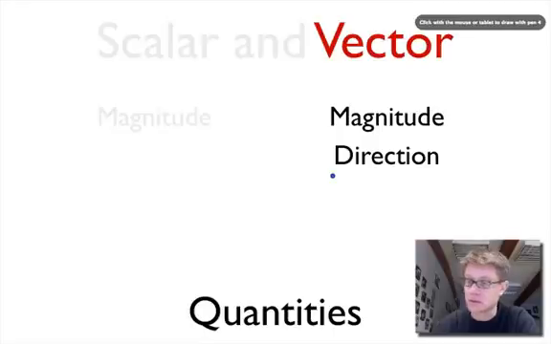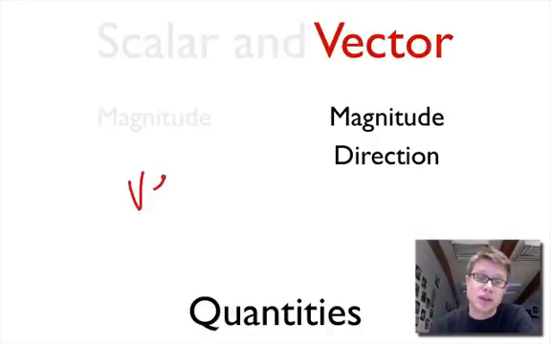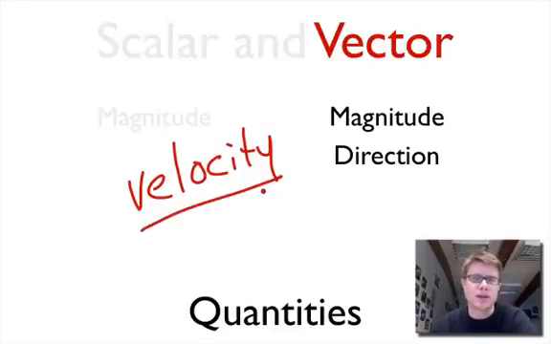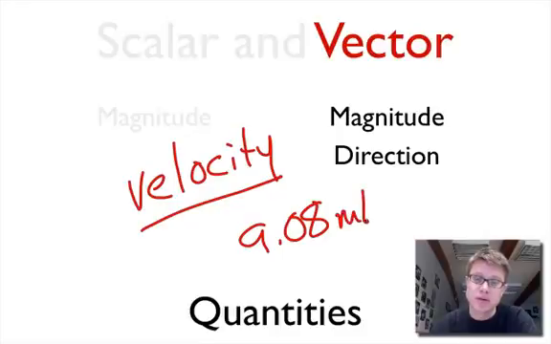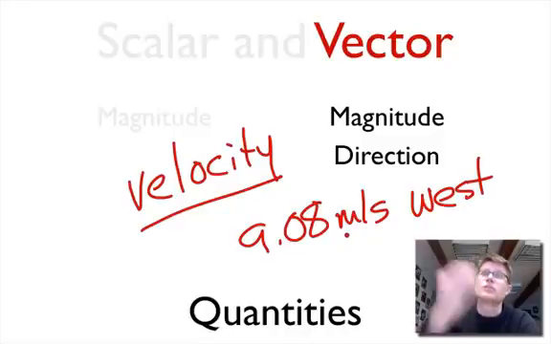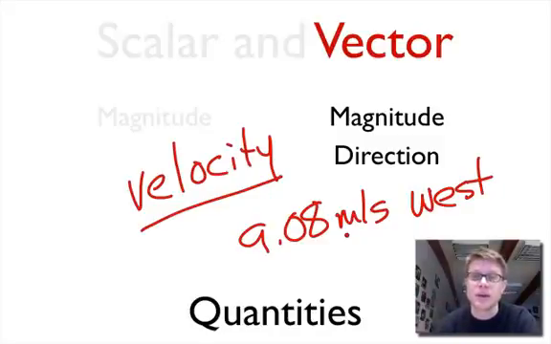So let me use a different color maybe. An example of a vector quantity would be velocity. And so in science, it's really important that we make this distinction between speed and velocity. Speed is just how fast something is going, but velocity is also going to contain the direction. In other words, I could say that my bike is going 9.08 meters per second west. Or I could say this pen is being thrown with an initial velocity of 2.8 meters per second up or in the positive. And so once we add direction to a quantity, now we have a vector.